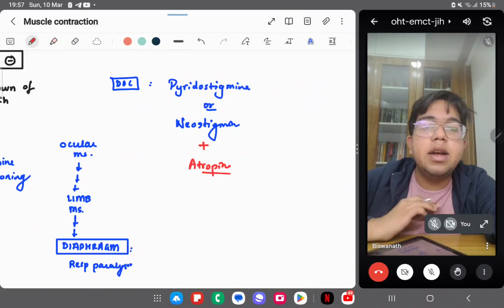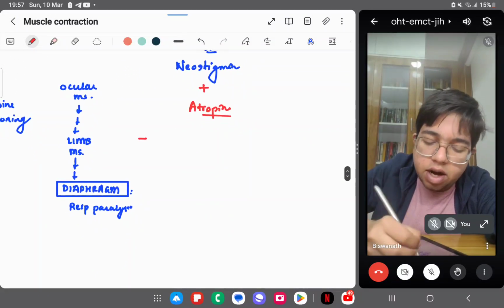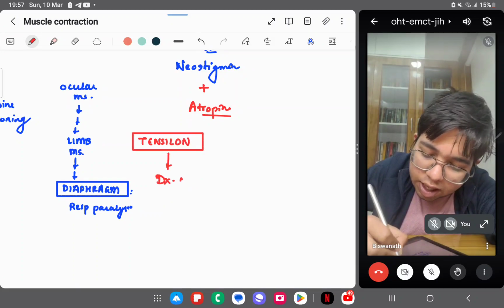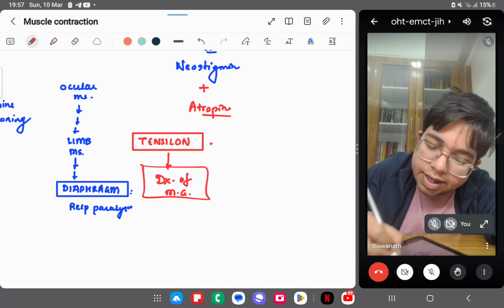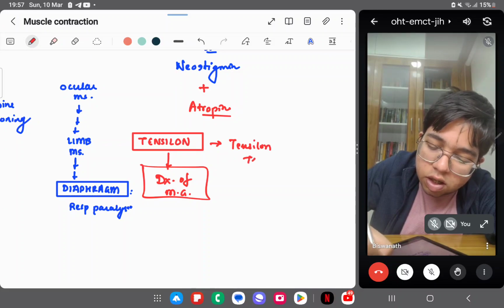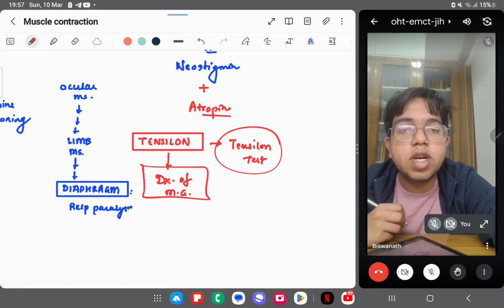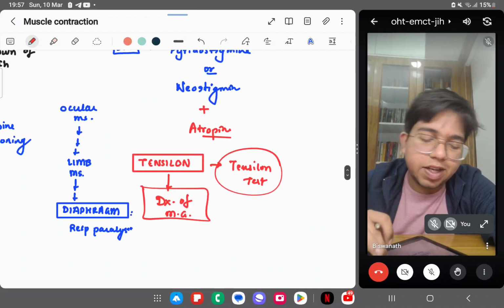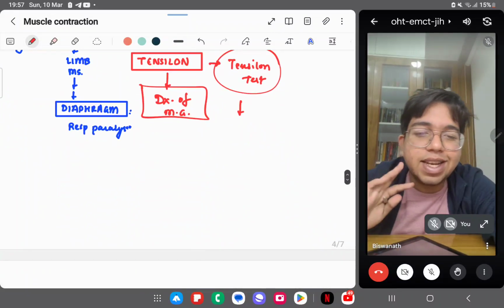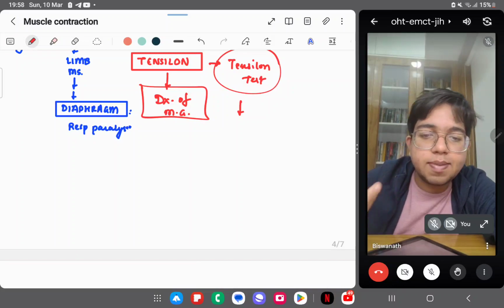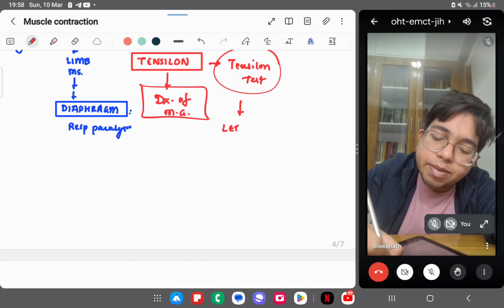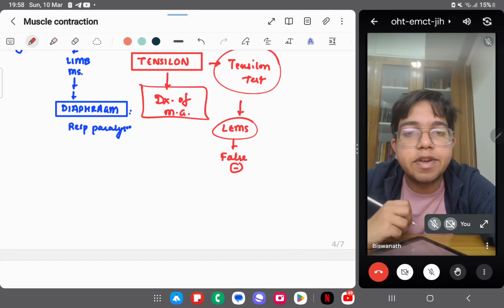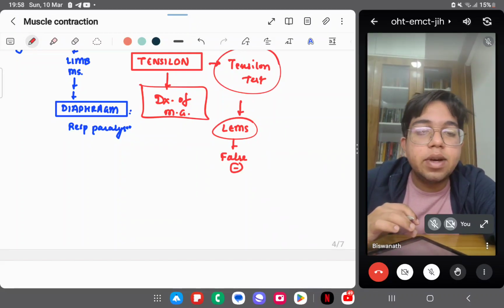And for diagnosis, there's a drug called Tensilon. Tensilon is a drug which is used for diagnosis of myasthenia gravis, and the test is called the Tensilon test. As you're reading physiology, we are not going into the details of it. The Lambert-Eaton syndrome I mentioned is interesting: this Tensilon test is used in differentiating between myasthenia gravis and Lambert-Eaton. So LEMS will give a false negative result.